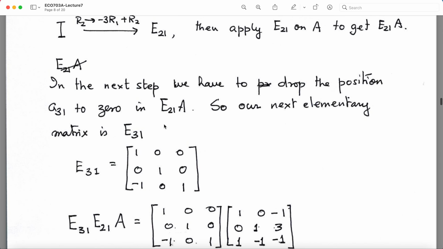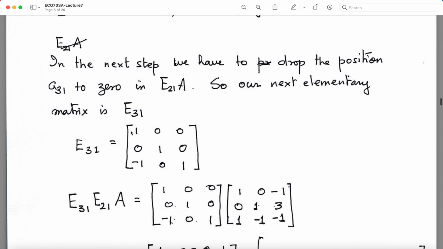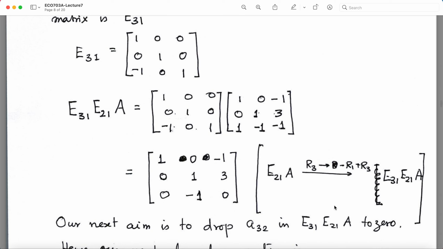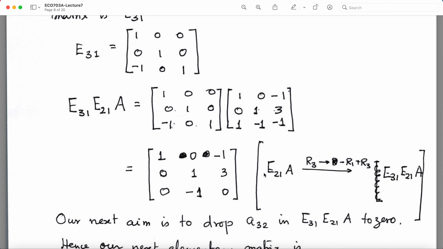So E31 would be obtained like this. Apply on the identity matrix: replace the third row by minus R1 plus R3, and this is exactly what you will get, the E31, the elementary matrix. Multiply E31 from the left on the matrix E21 A, and this is exactly what you get. So when you apply this operation directly on E21 A, you will get E31 E21 A. When you directly apply R3 is minus R1 plus R3, this is what you will get.